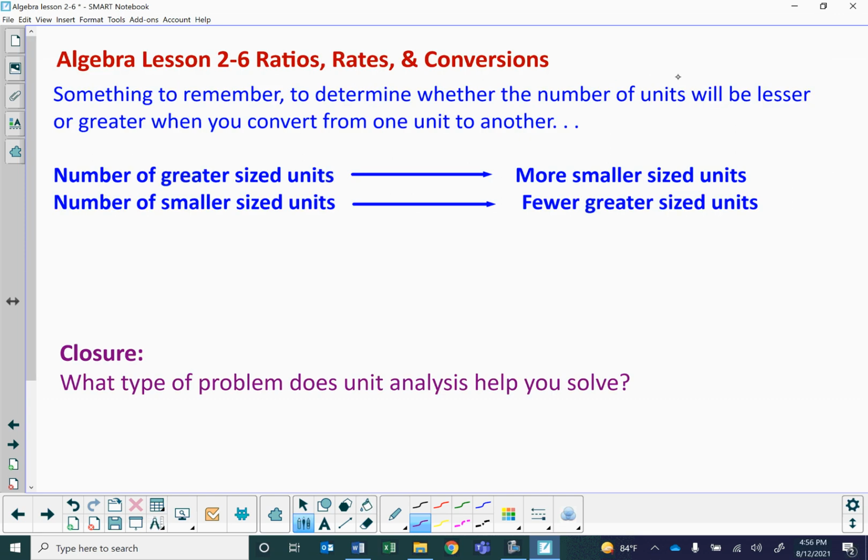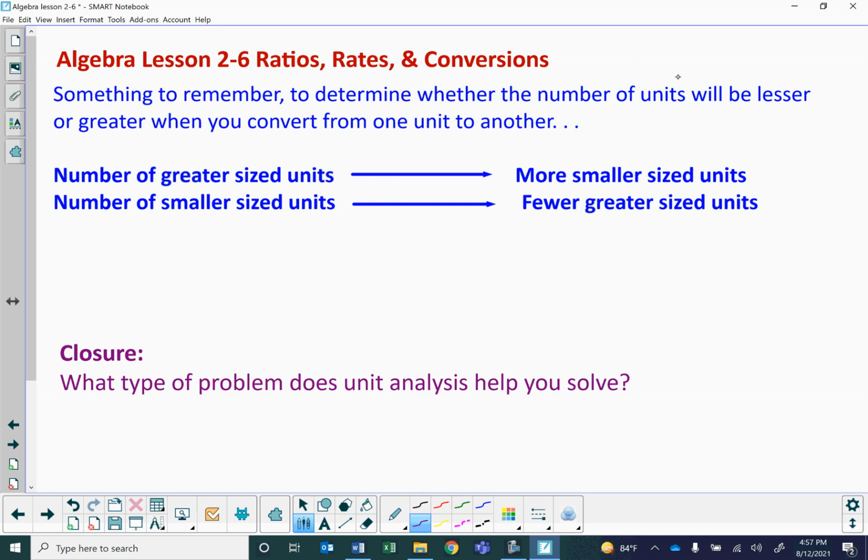All right. As a general rule, something to remember to determine whether the number of units will be greater or lesser than what you convert. If you have a number of greater size units and you're trying to go to smaller size units, you should have more smaller size units. If you're going from meters to centimeters, you should have more centimeters than meters. If you have a lot of your smaller size units and you're going to go to a bigger size unit, so if I'm going to go from seconds to hours, I should have a smaller number of hours than I did seconds.